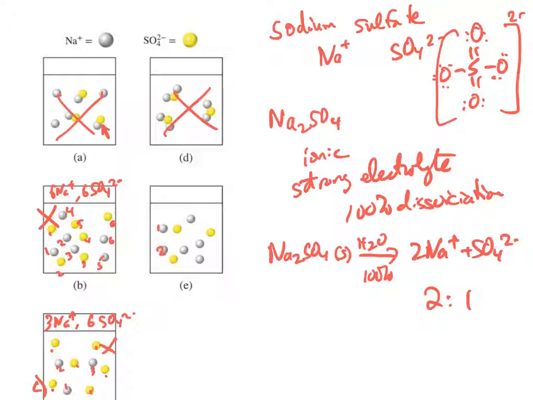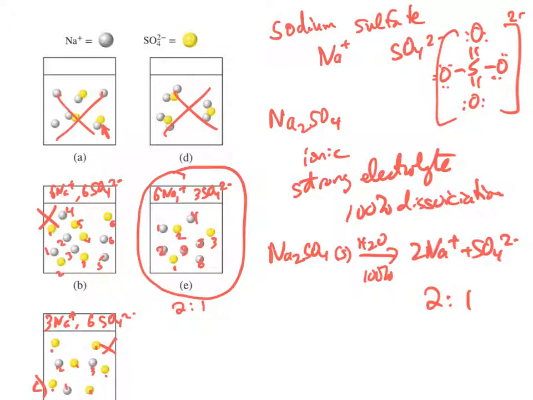I've got 1, 2, 3, 4, 5, 6 sodium ions represented by the gray spheres. And then we've got 1, 2, 3 sulfate ions represented by the yellow spheres. So that gives me my correct 2-to-1 ratio. And so the best representation showing the dissociation of sodium sulfate in water is structure E. So that's a little bit about the particulate nature of matter as we dissolve ionic and covalent compounds in water.